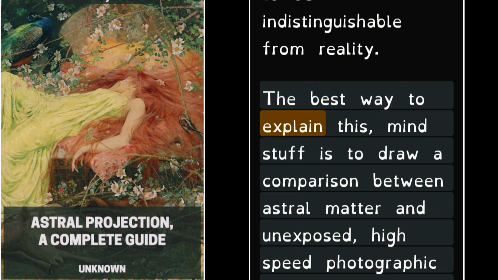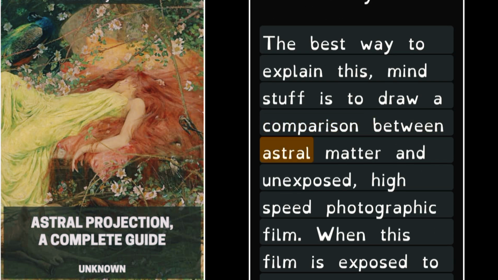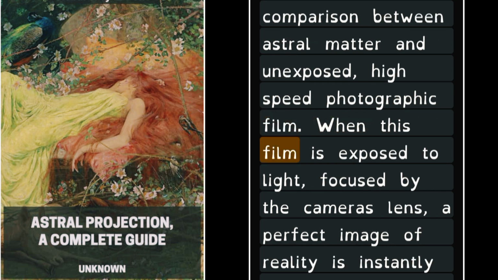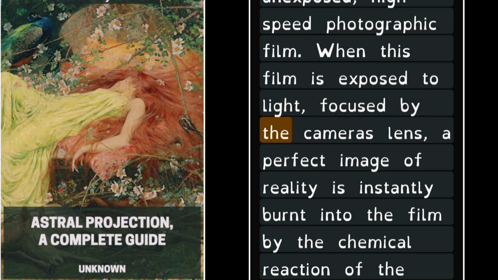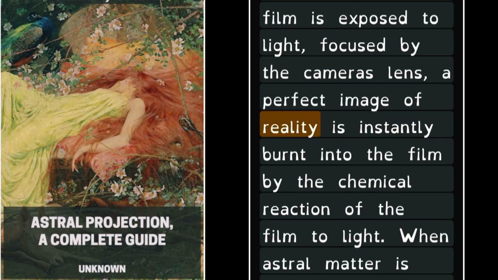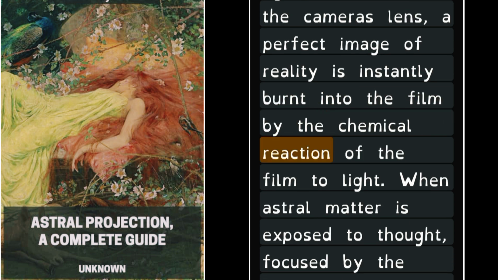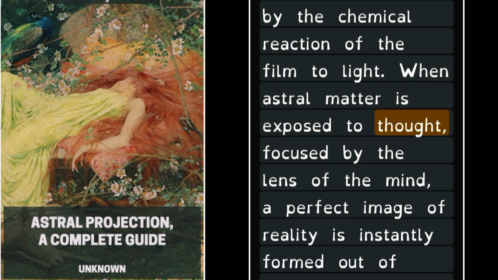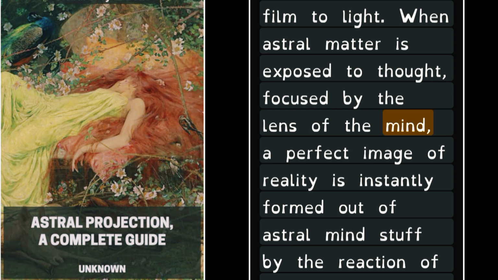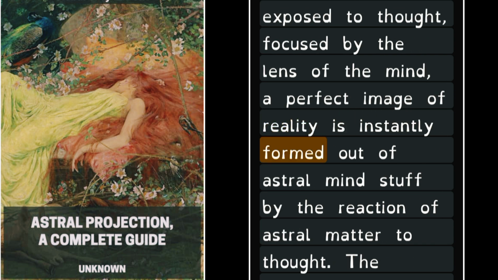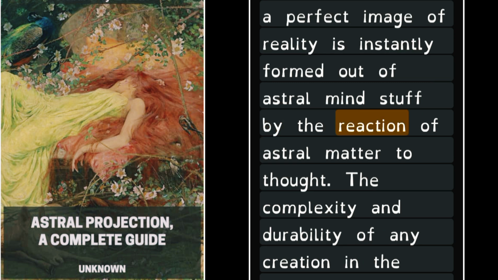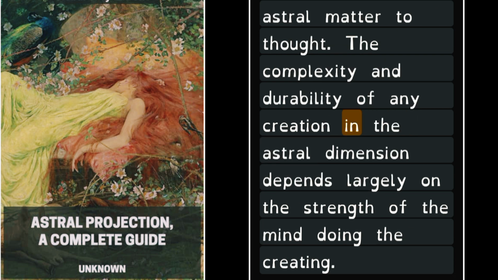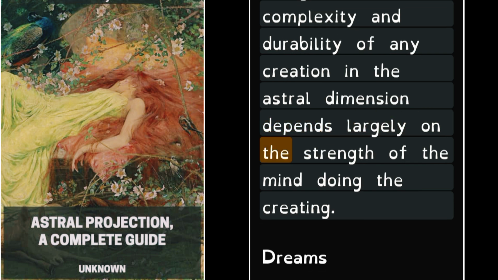The best way to explain this mind stuff is to draw a comparison between astral matter and unexposed, high-speed photographic film. When this film is exposed to light, focused by the camera's lens, a perfect image of reality is instantly burnt into the film by the chemical reaction of the film to light. When astral matter is exposed to thought, focused by the lens of the mind, a perfect image of reality is instantly formed out of astral mind stuff by the reaction of astral matter to thought. The complexity and durability of any creation in the astral dimension depends largely on the strength of the mind doing the creating.